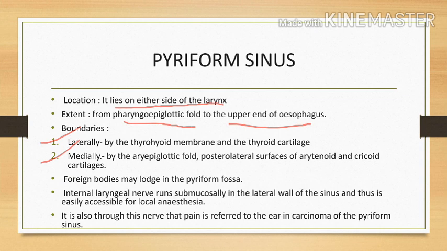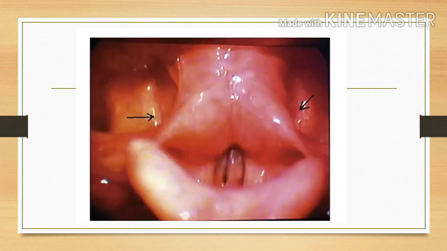So the three important things are: the mention about the foreign bodies, secondly the access to the internal laryngeal nerve, which helps in providing the local anesthesia, thirdly the referred pain to the ear in case of carcinoma of the piriform sinus. Well, the arrows showing are the normal piriform fossa, right and left. These piriform fossae are better seen when the patient phonates.